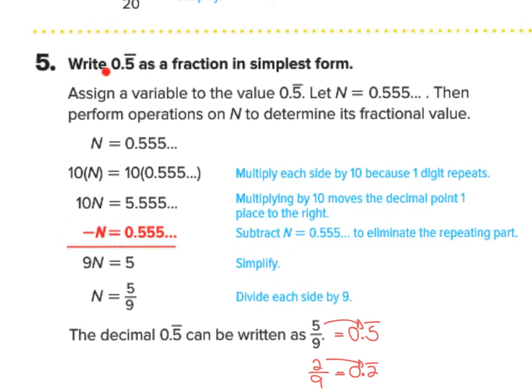Here you have write 0.5 bar notation as a fraction in simplest form. Simply by seeing that it's a single digit bar notation, you should know that it's this number over 9. This would be your numerator, as you can see right there.